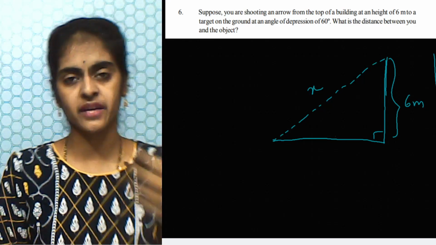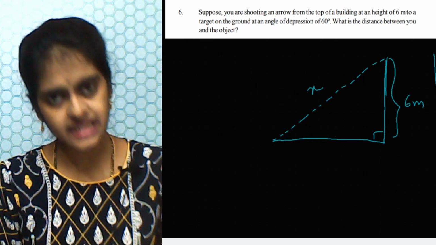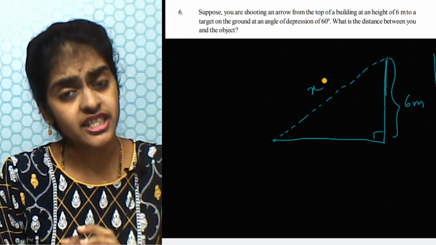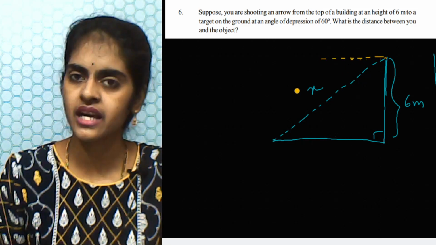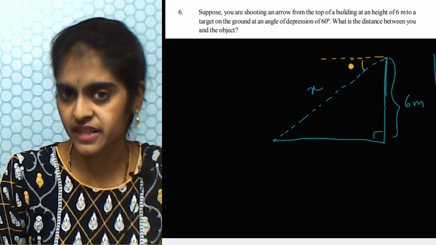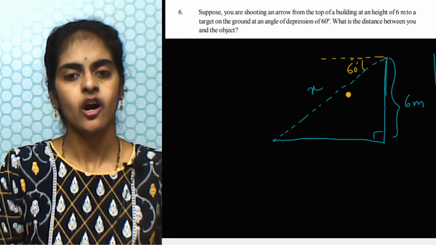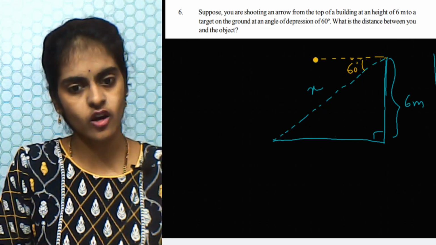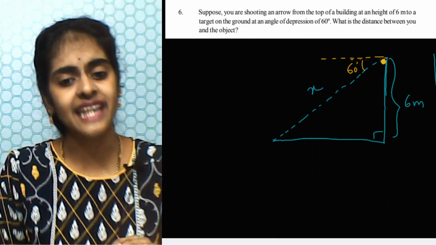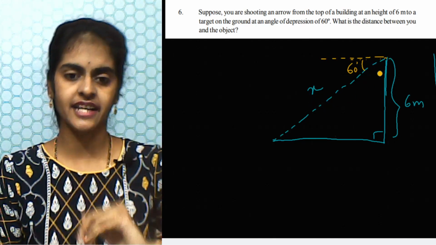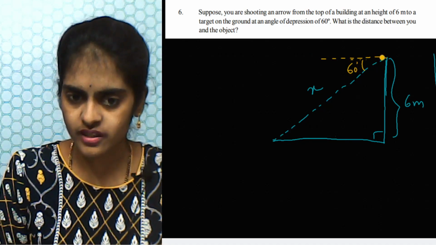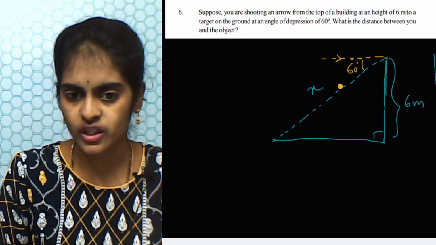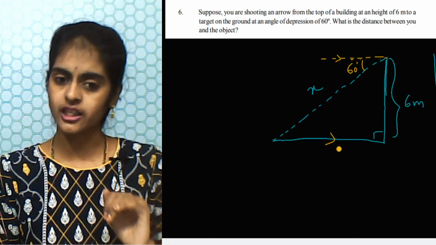Angle of depression or angle of elevation, we have learned that we take it with reference to a horizontal line. So this is a horizontal line. This is the angle of depression which is 60 degrees. Always this is the line of sight, this is horizontal. Whenever the line of sight is below the horizontal line, you get an angle of depression. Now here you can see this horizontal line and the ground are parallel to each other.